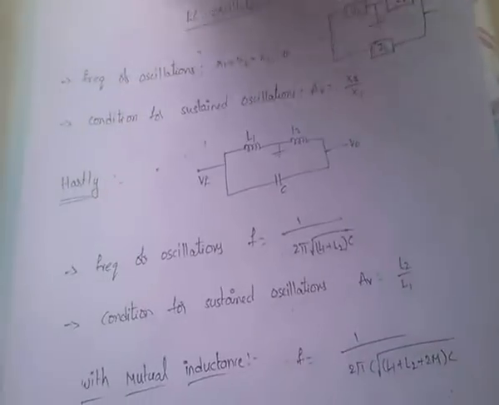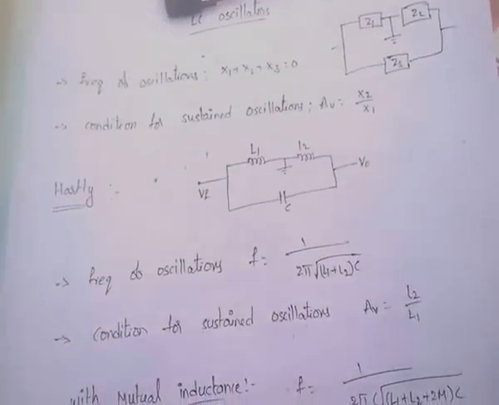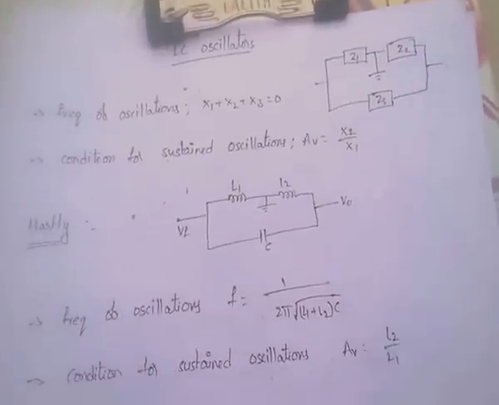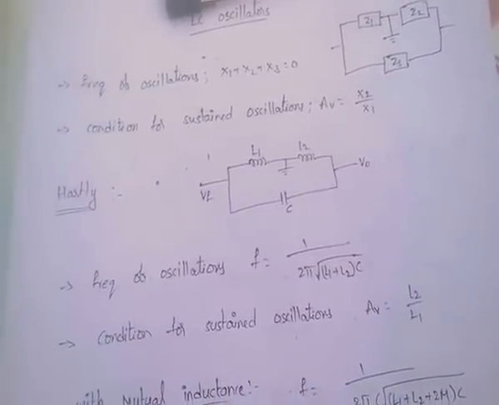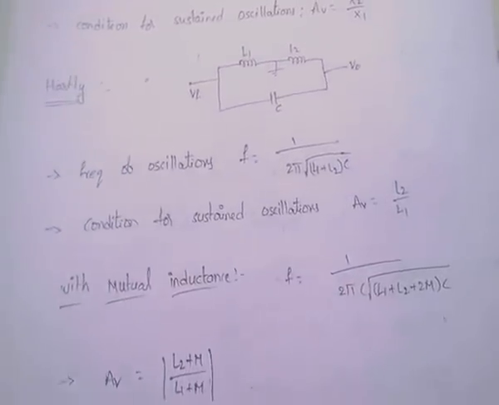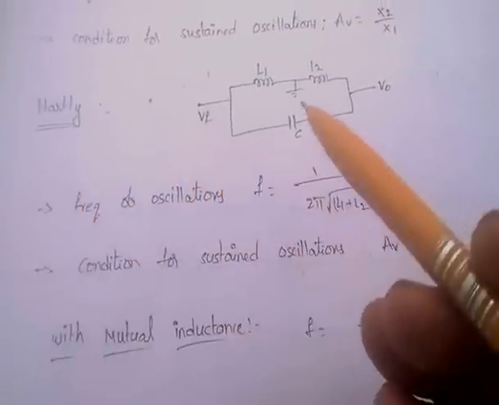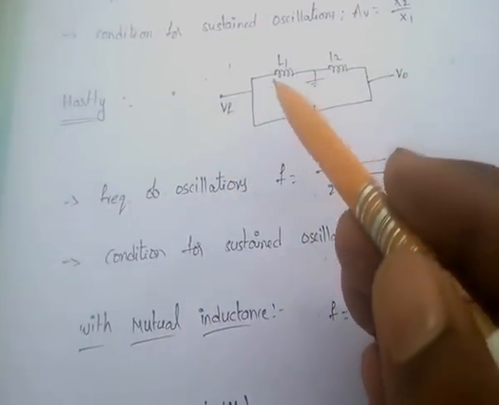And LC oscillators. They are mainly, in case of LC oscillators, Hartley, Colpitts, and Clapp oscillator, and crystal oscillators. Coming to the Hartley oscillator, it has two inductors with one capacitor.